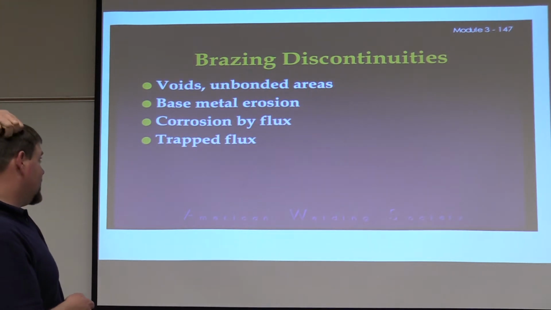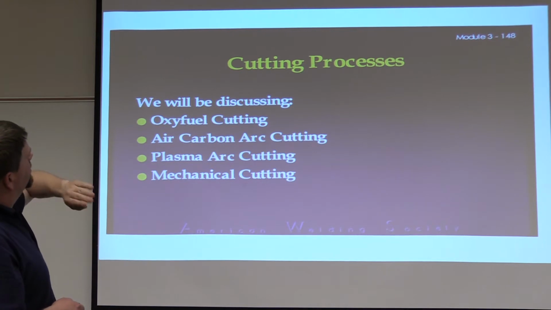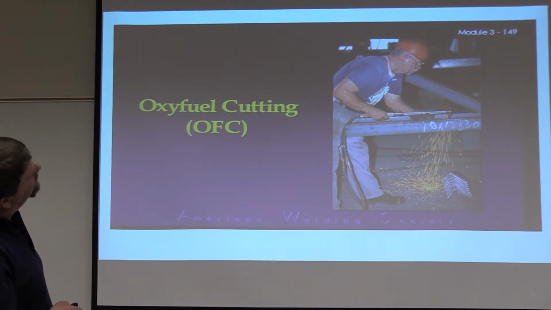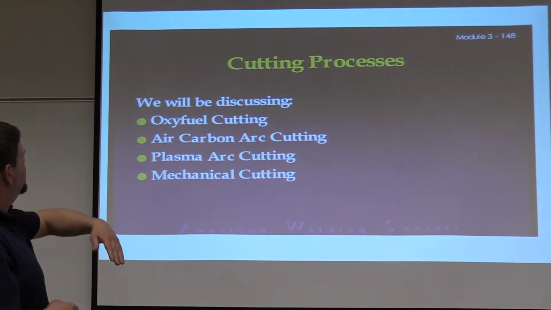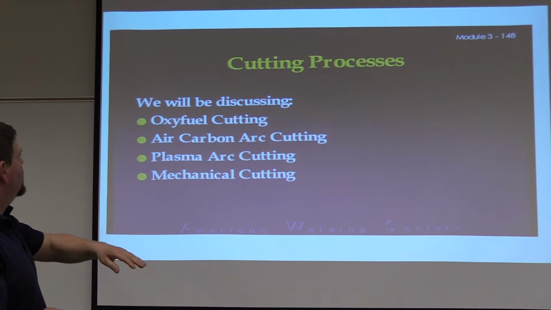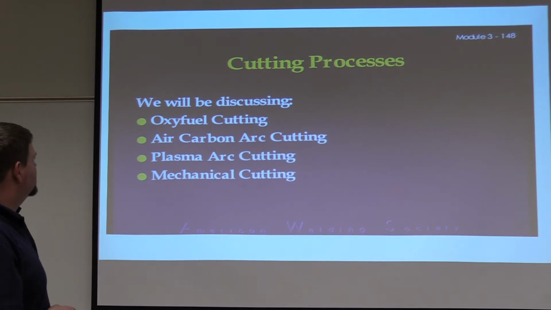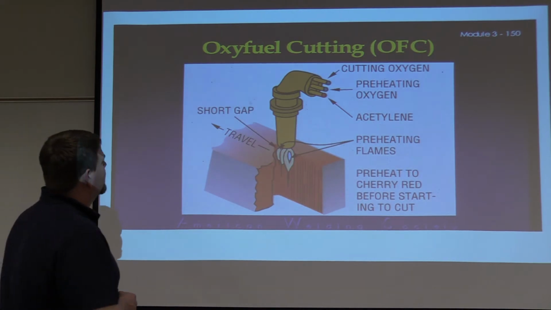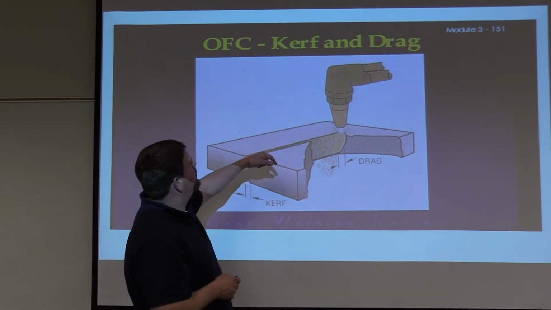But it does have some discontinuities. Read through these as you go. Cutting processes. Mechanical cutting, we're not going to talk about. You know most of that at this point. Plasma arc cutting, you know that. Oxy-fuel, we've discussed that quite a bit too. I'm going to touch up on oxy-fuel basically here, right? Real quick, run through it.